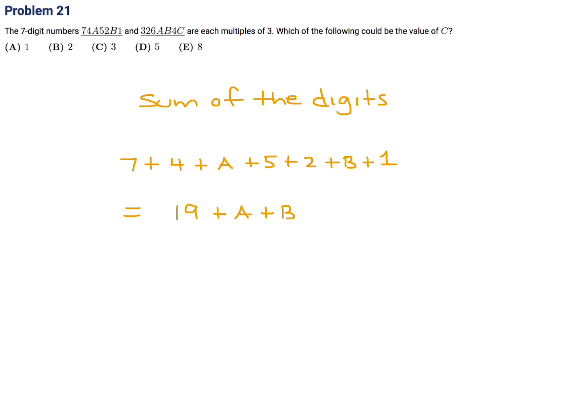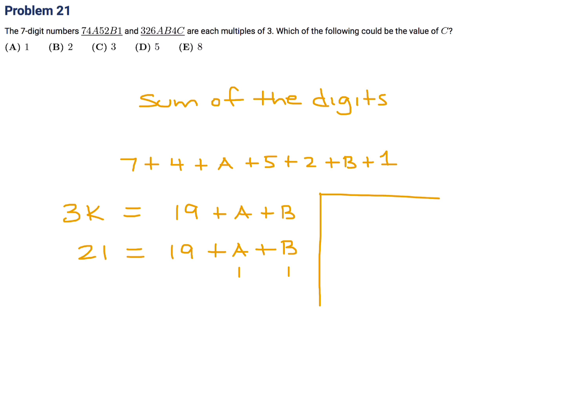And this must be some multiple of 3, so 3 times K, let's say. Well, just by inspection, I think 21 would work, 19 plus A plus B, and it would work if this is 1 and this is 1, right? Just something basic, straightforward like that is sufficient.